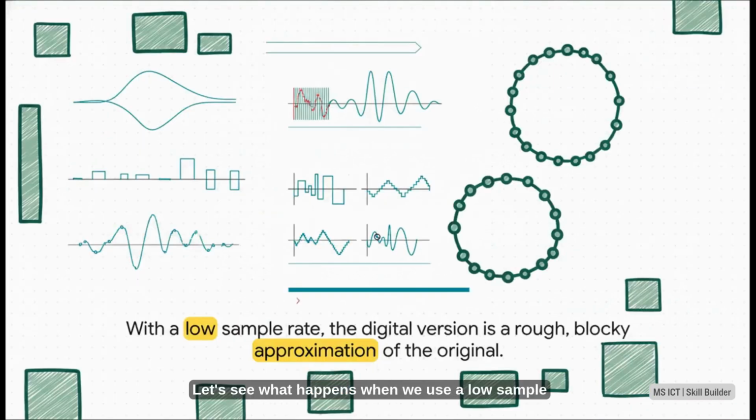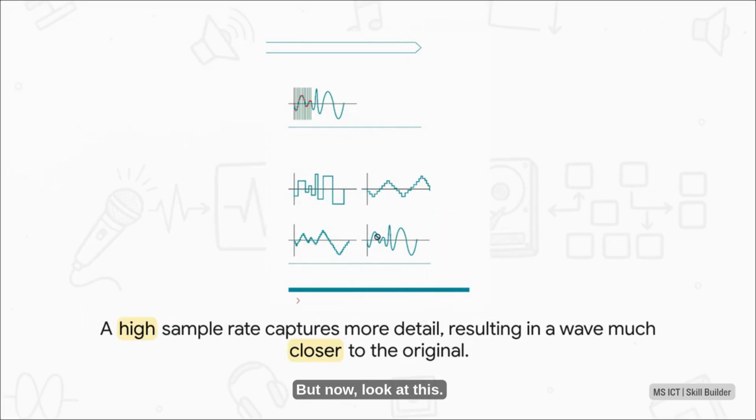Let's see what happens when we use a low sample rate. If you don't take very many pictures, you end up with this really blocky, jagged-looking wave. It's like trying to draw a perfect circle by just connecting, say, 4 or 5 dots. I mean, you get the basic shape, but you've lost all the smooth, beautiful curves.